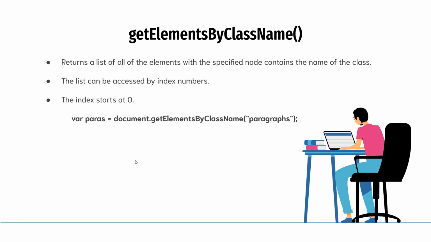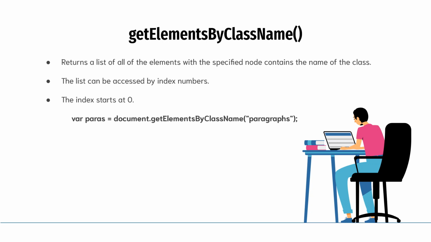So let's take this example. Suppose we want all the paragraphs whose class name is paragraphs. We can get them using document.getElementsByClassName, and inside the quotations we give paragraphs, and it will return all the paragraphs. If we now want to access the first paragraph, we simply do paras and write 0 there. That will give us the first paragraph. Similarly, the second can also be accessed using paras of 1.